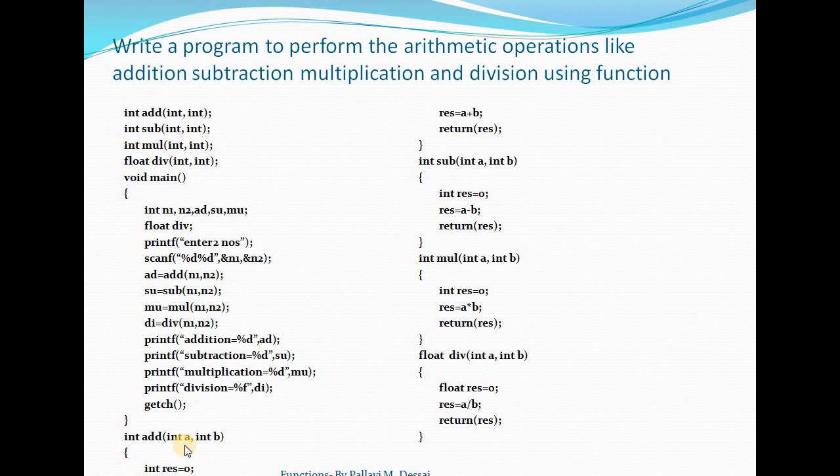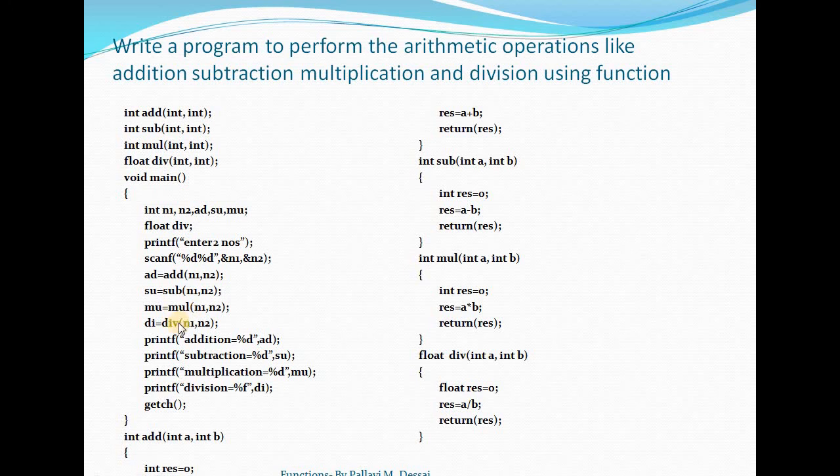N1 has the value 10, it will go in A. N2 has the value 20, it will go in B. Now this user defined function will start its execution from this curly bracket. Result is equal to 0. Result is equal to 10 plus 20, that is 30. So return 30. From this statement the control will come back over here where it was called, and this statement will get replaced by 30, that is the value of result. So now the variable AD is equal to 30.